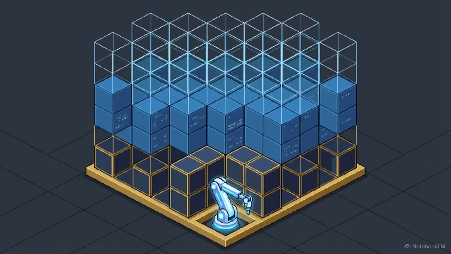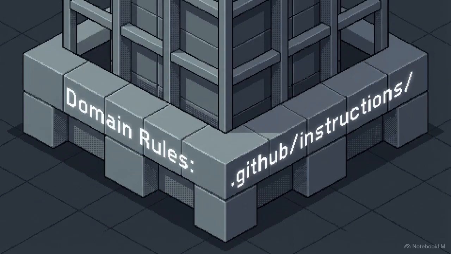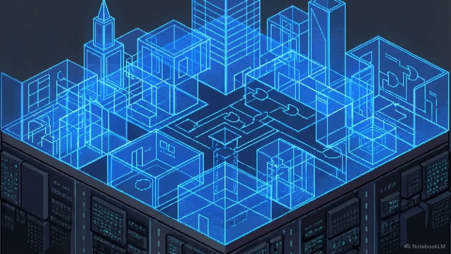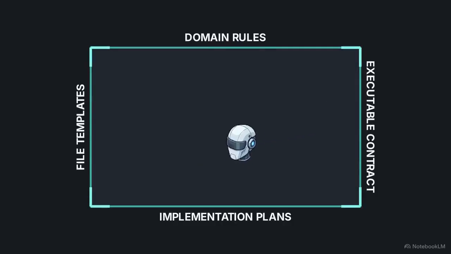To get an AI agent to build this stack accurately, we use a strict 3-tier scaffolding system. First, domain rules set the unbreakable architectural laws. Second, implementation plans break the project into numbered steps. Third, file templates provide raw code structure. This setup boxes the AI in, preventing it from hallucinating or deviating from the plan.